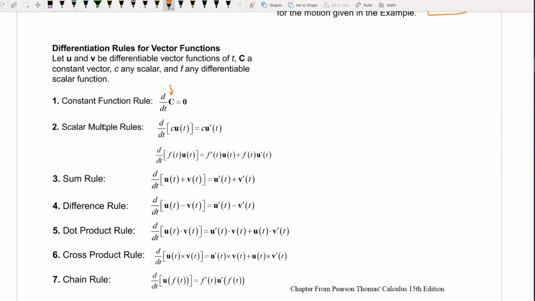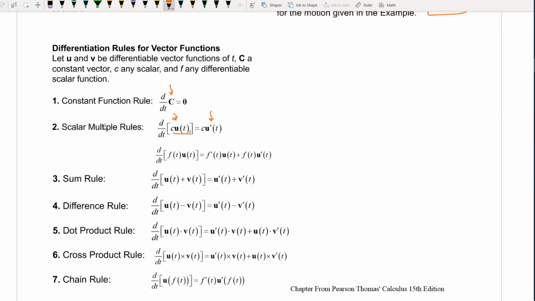Number 2, scalar multiple rules. Derivative of what we have here with respect to t. So here we have c u of t. This is equal to c, then find the derivative of this function. So there's u prime t. This is the first derivative of u.